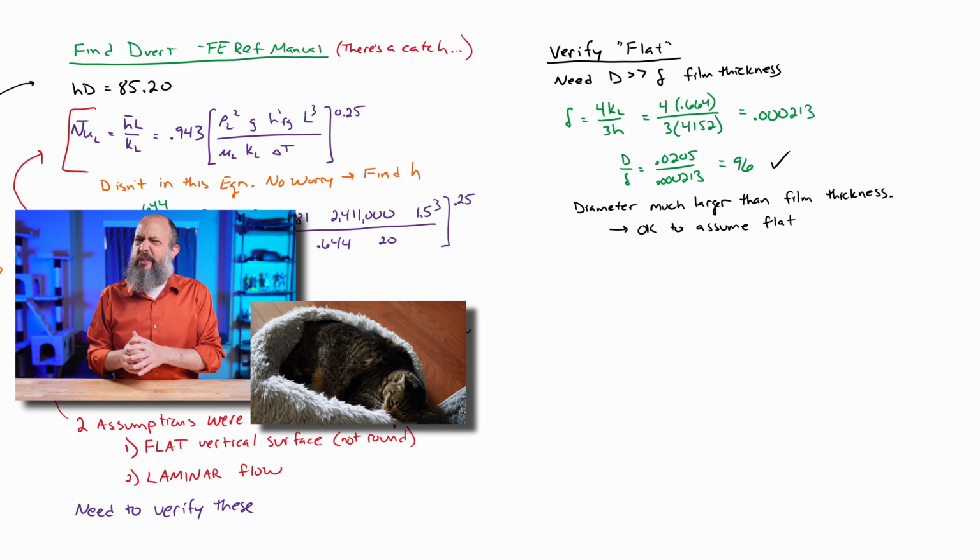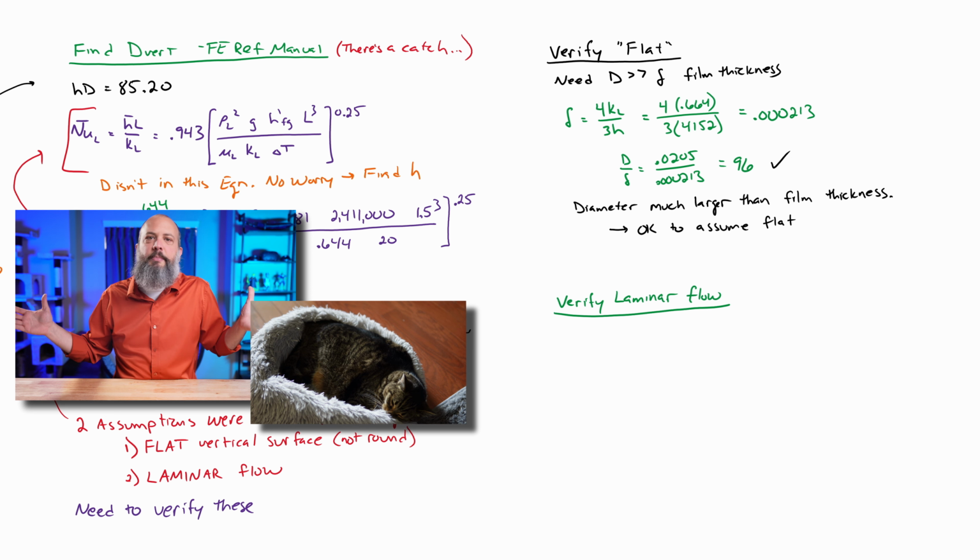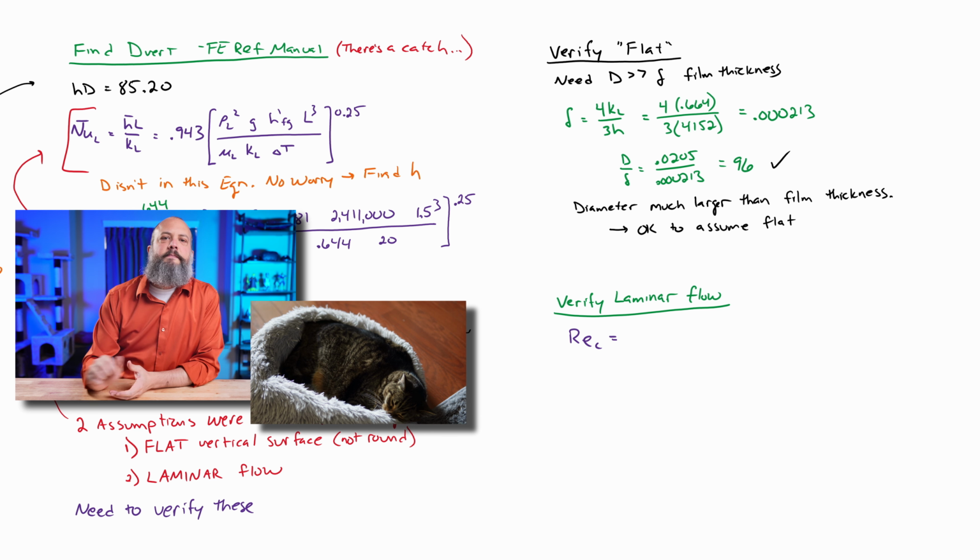If you had to guess where the boundary would be, where it's not big enough, maybe around 10. As long as it's 10 times larger, maybe 5 times larger would be safe enough. So this is definitely big enough that making the assumption that our surface is a vertical flat surface is a perfectly fair assumption to make, again, because the film thickness is pretty small.